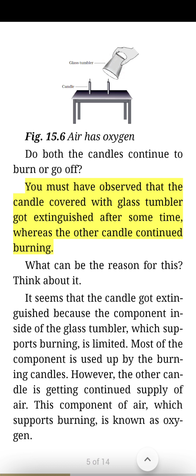You must have observed that the candle covered with the glass tumbler got extinguished after some time, whereas the other candle continued burning. What can be the reason for this? Think about it. It seems that the candle got extinguished because the component inside the glass tumbler, which supports burning, is limited. Most of the component is used up by the burning candle. However, the other candle is getting a continued supply of air. This component of air, which supports burning, is known as oxygen.